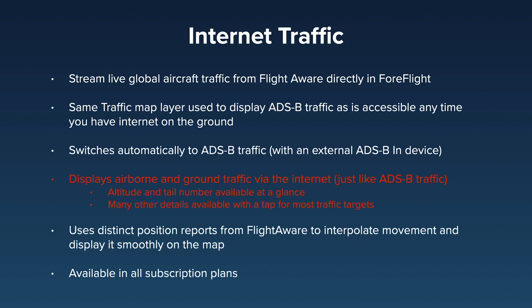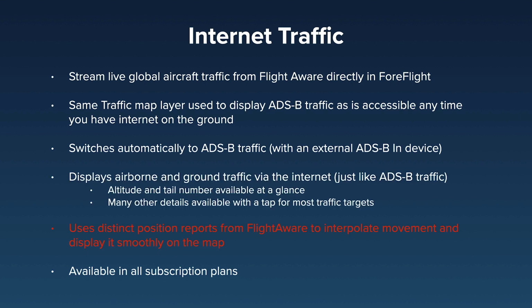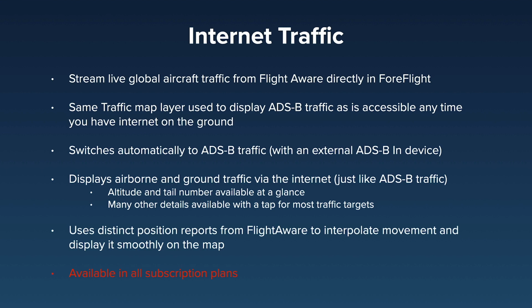It displays the airborne and ground traffic via the internet, as we described, just like ADS-B, and it will show upon tapping altitude and tail numbers and many other details available with the tap or at a glance for most of those traffic targets. It uses distinct position reports from FlightAware, and it interpolates movement and displays it very smoothly on the map. And if you demonstrate it and test it, you will see what I'm referring to as smooth movements. And unlike a lot of these other features we've talked about, internet traffic is available to all subscription plans, so everybody has it available to them.